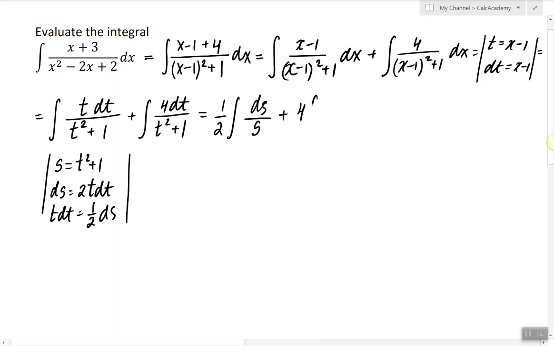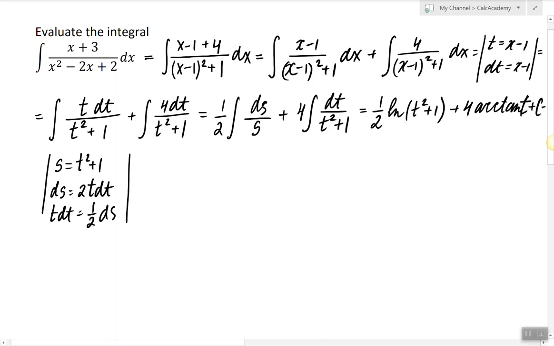and the second integral is actually something that we should know. It's the arctangent of t. So now the antiderivative of the first one is ln of s, but s is t^2 + 1. So this is the antiderivative for the first one, and for the second one it's arctangent of t plus C.